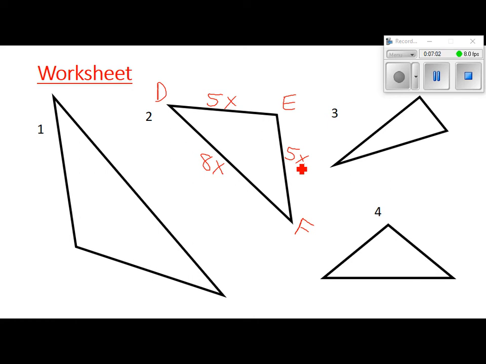Could we find x this time? 5x plus 5x plus 8x equal 180? Why not? That's just the angle. That's the angles, not the sides, so don't do that. Don't say 5x plus 5x plus 8x equals 180. We're not dealing with angles there, we're dealing with sides.